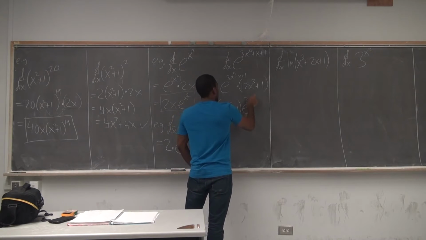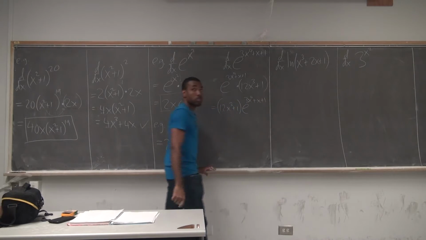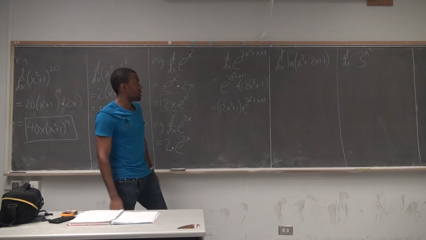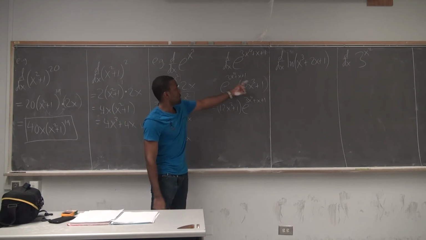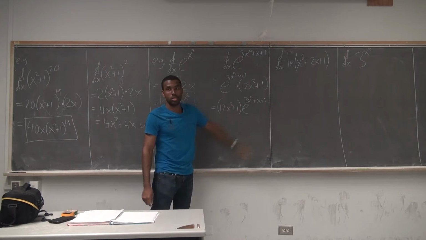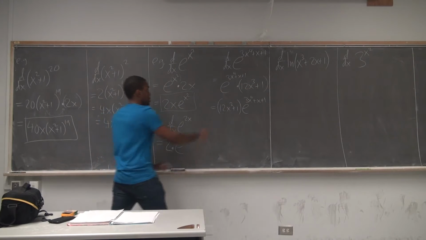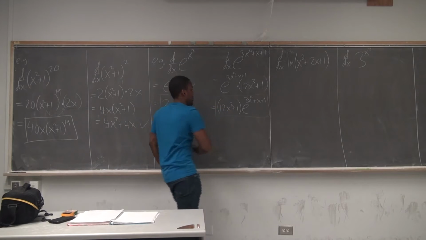So, the x becomes 0. What becomes 0? The x. No, the derivative of x is 1. The 1 became 0. Okay. So that's the answer.